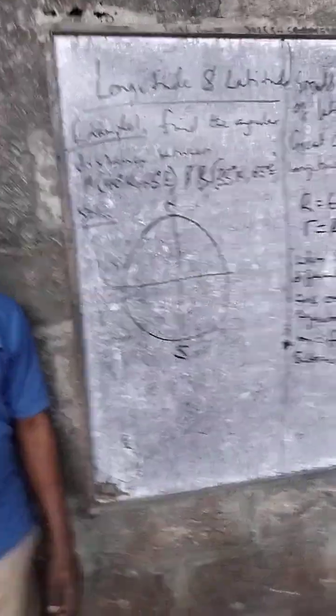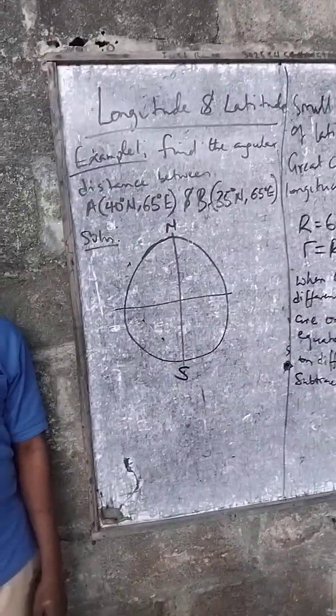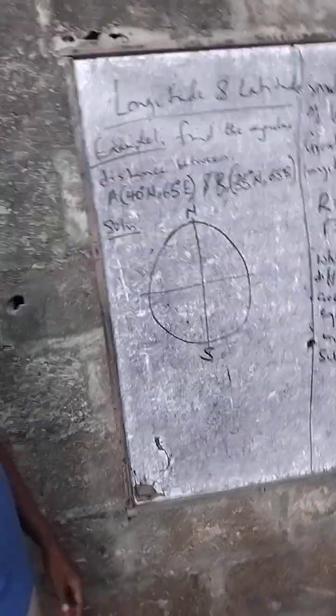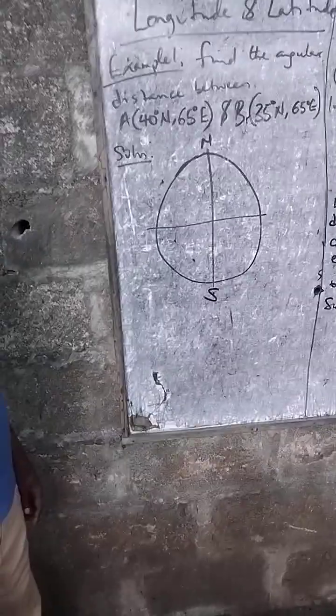Can you read it? I cannot read it. Yeah, I can read it. Find the angular distance between A 40° north, 65° east, and B 35° north, 65° east.